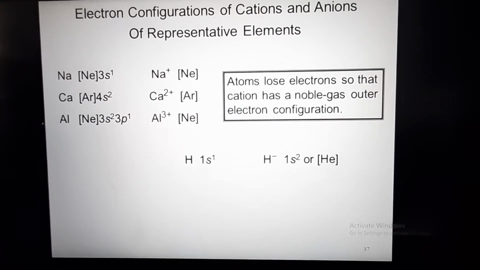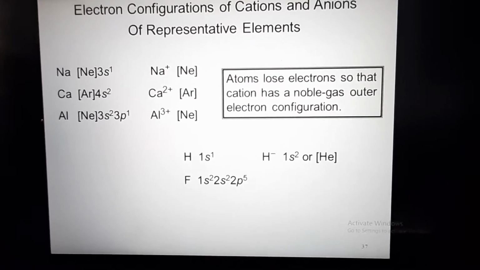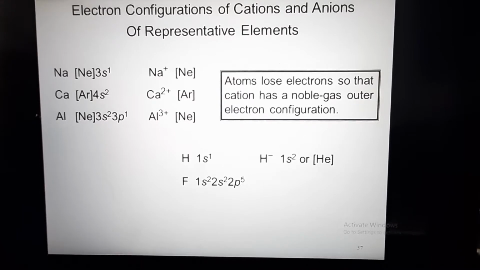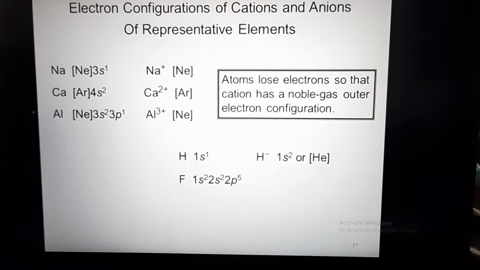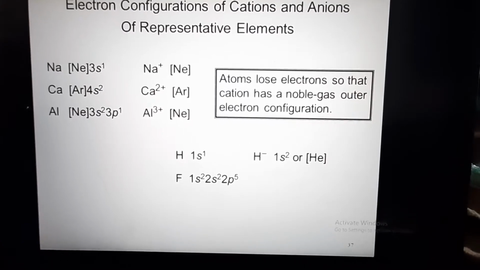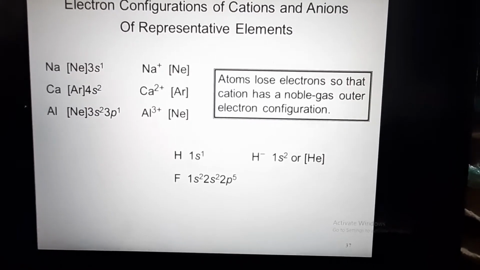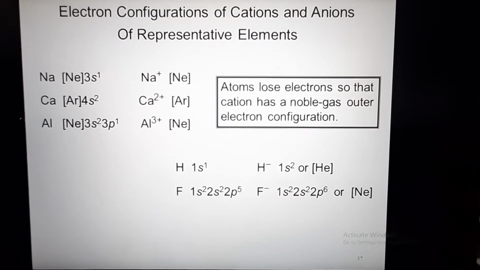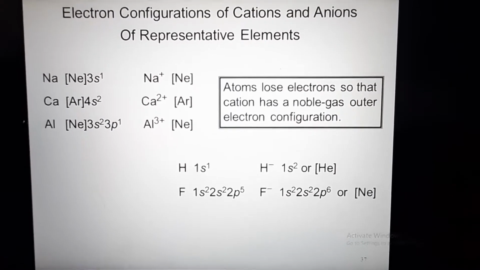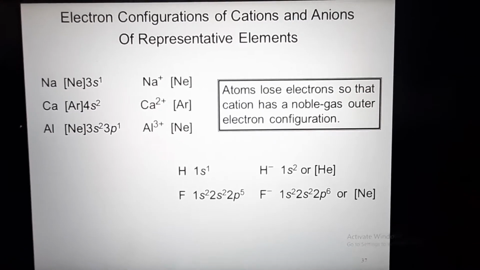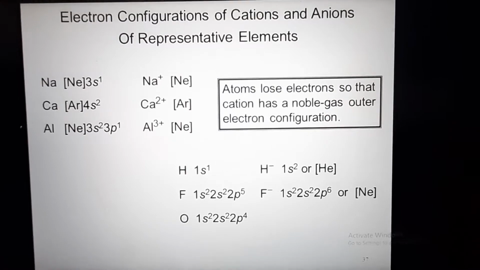On the other end of the spectrum, and remember, hydrogen can gain one or lose one, but in this case we're looking at it gaining an electron to create a full s shell to look like helium. Fluorine, having a 2s2 2p5, if it gains one electron, will become a negative, creating a full octet, so it looks just like neon in the electron configuration.